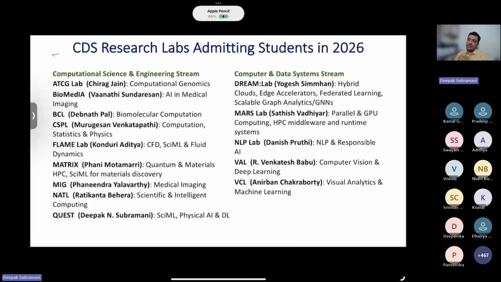The NLP lab, the natural language processing lab by our young and dashing Professor Danish Pruthi, works on natural language processing, responsible AI. And the department chair is working in Vision and AI lab. Professor Venkatesh Babu works on computer vision, deep learning, one of the top AI researchers in the country with a lot of publications in top venues like CVPR, ICCV, ECCV. Same with Professor Anirban, also VCL lab works on visual analytics, machine learning.